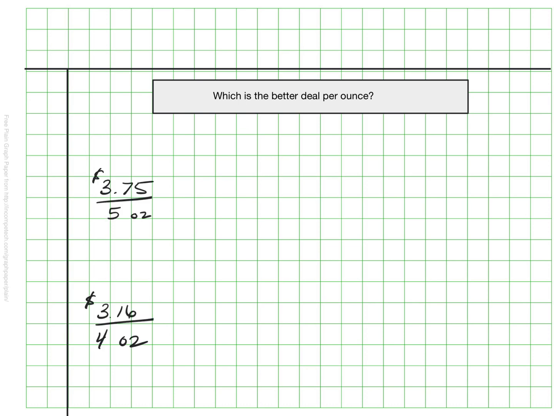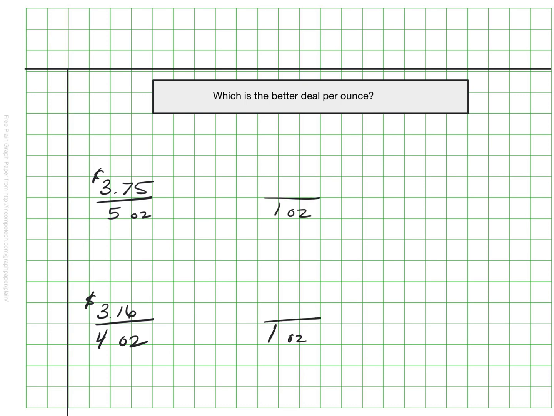This time I'm not going to use the tape diagram. I'm just going to set these up as ratios, and I'm going to look at a price that shows me I can get 5 ounces for $3.75, or 4 ounces of the same product for $3.16. So I need to find out the price for each ounce so I can compare them.